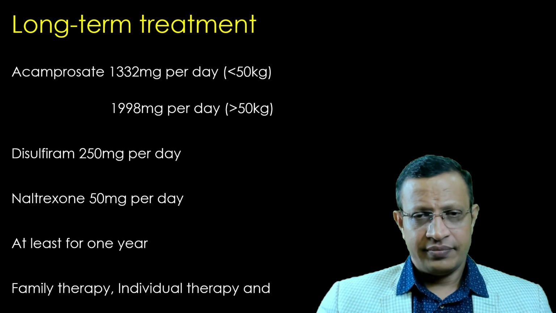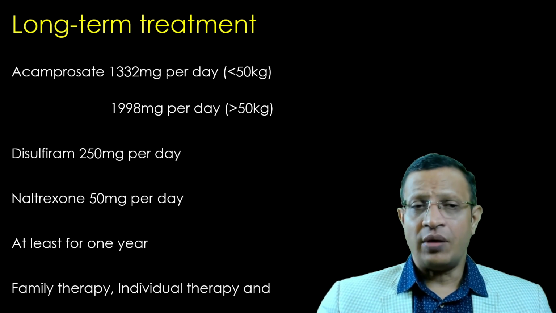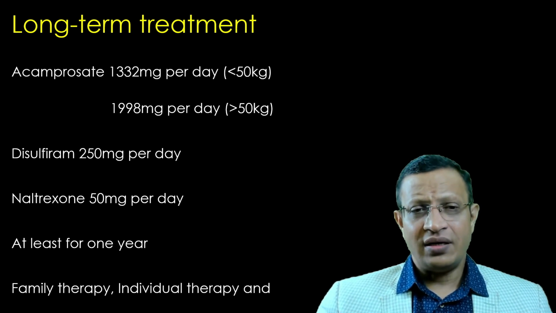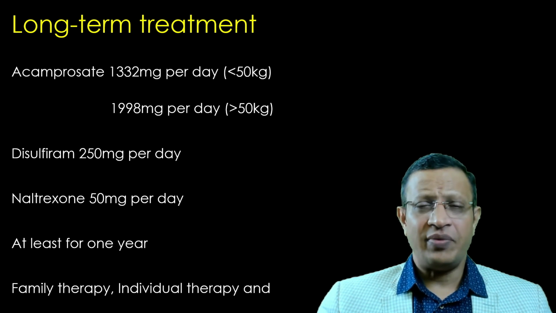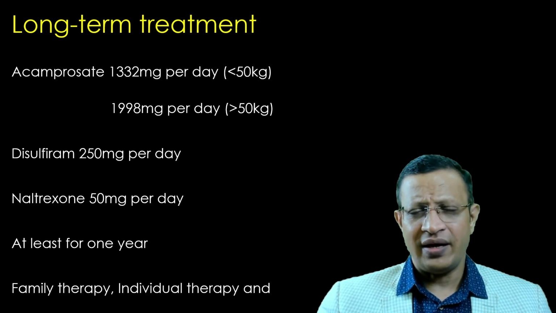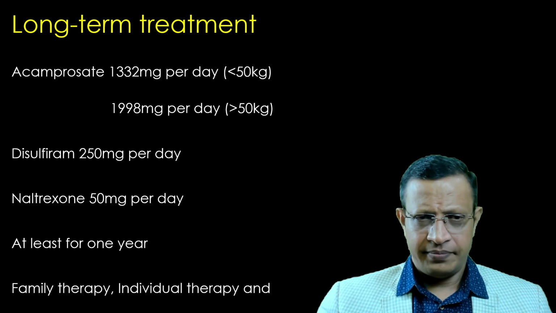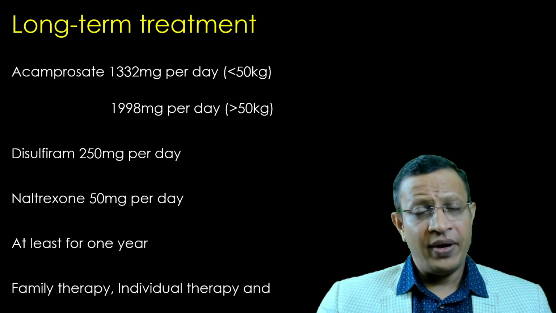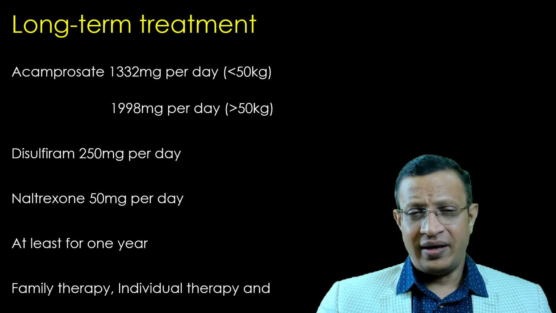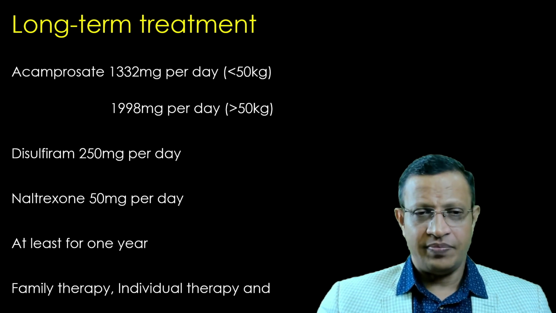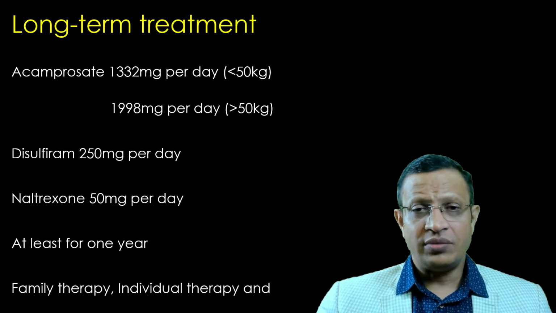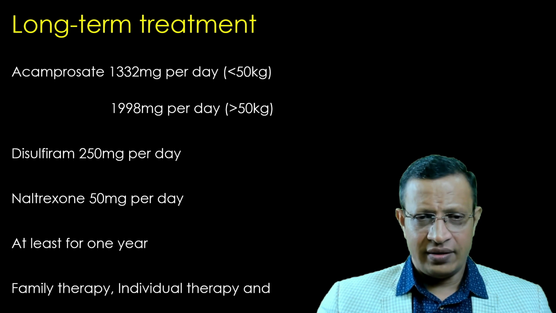Coming to the third, if he refuses acamprosate and disulfiram, you can consider naltrexone. That is 50 mg per day, but it is a costly treatment which will cost you something around 30 to 50 rupees per day. However, compared to alcohol price, naltrexone is definitely cheaper. And this long-term treatment should be continued at least for 1 year.